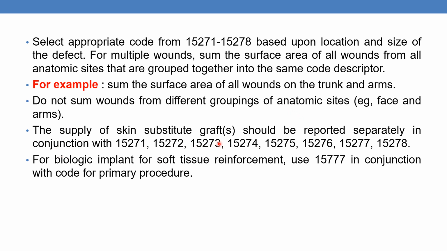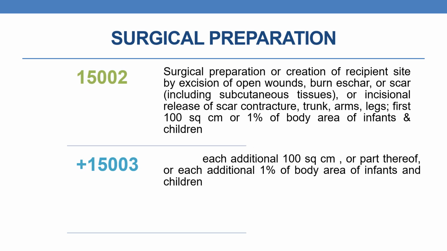And the supply of skin substitute graft should be reported separately. Supply codes should be reported separately in conjunction with 15271, 15272, 15273, 15274, 15275, 15276, 15277 and 15278. And for biological implant for soft tissue reinforcement, use 15777 in conjunction with the code for primary procedure. Now let us come to the CPTs.